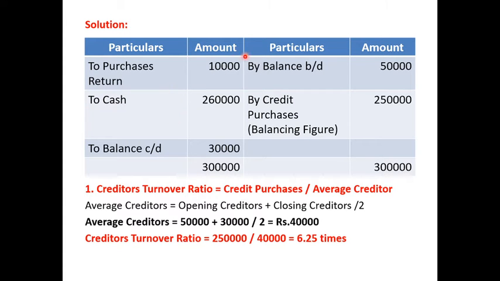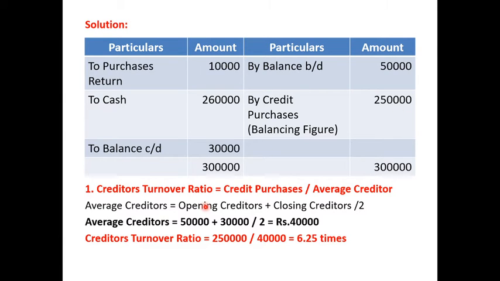See, first we are preparing the creditors account. In the creditors account, the opening balance, opening creditors, should be written on the credit side, by balance brought down 50,000. Then purchases return on the debit side, then cash on the debit side, and closing creditors we have to write on the debit side. Then the balancing figure is the credit purchases, that is 2,50,000.